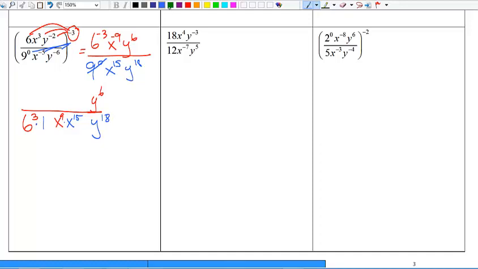You leave it there. So then let's clean up the numbers, then the x's, then the y's. For the numbers, I'm getting 6 to the 3. That's 6 times 6 times 6, which is 36 times 6, which is 216.